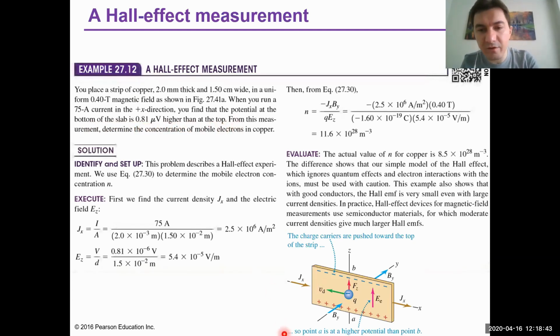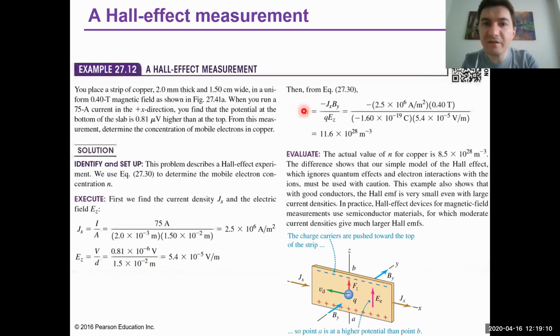So you apply magnetic field, you drive current, and then there will be a potential difference in between. And it says that the potential here is higher than that point. And what is the potential difference? 0.81 microvolt, okay? From this measurement, determine the concentration of mobile electrons in the copper. So how many electrons we have within that copper?